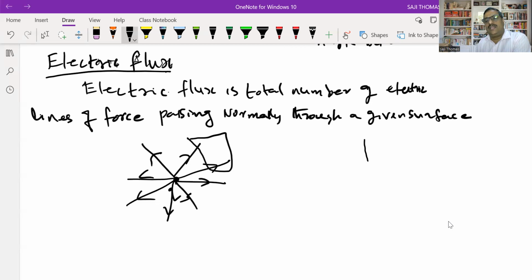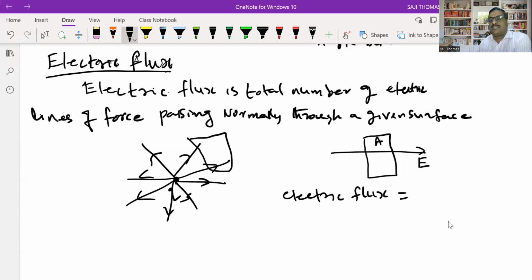Now I am drawing a surface. This is a surface. This is the electric field. A is the area. In this case, we calculate electric flux as the product of E into A. Okay, product of E into A, electric field into A. And electric flux we denote by the letter phi. You remember Greek letter phi. This is a symbol for electric flux.